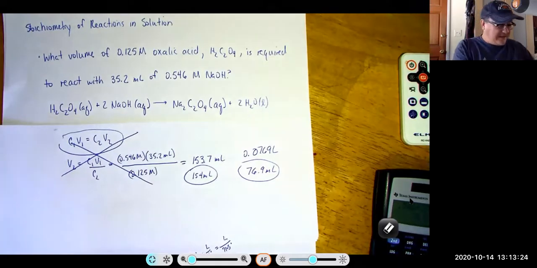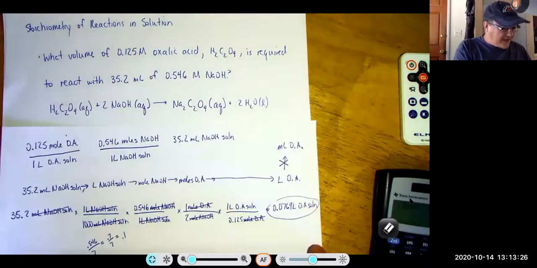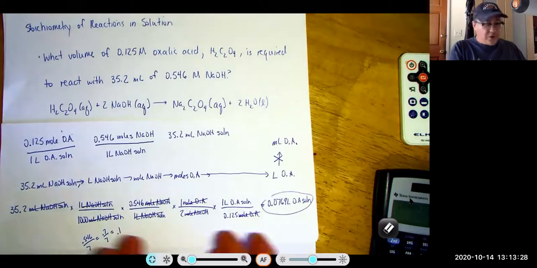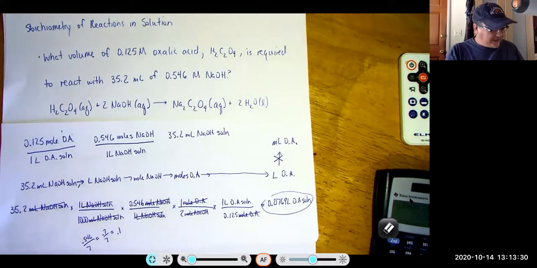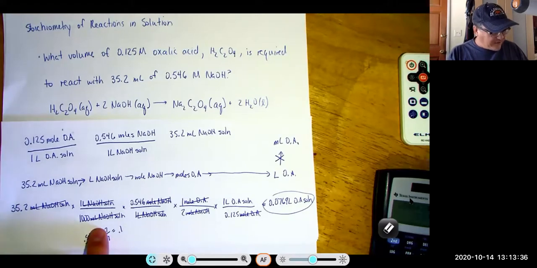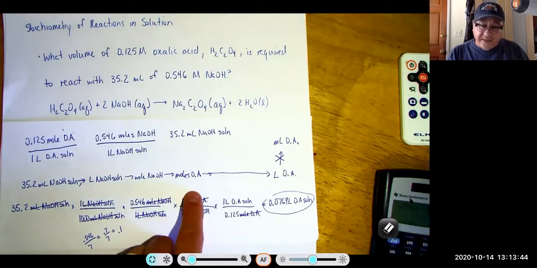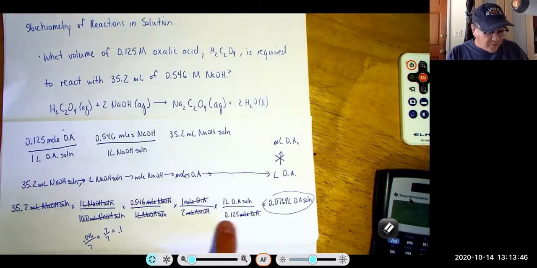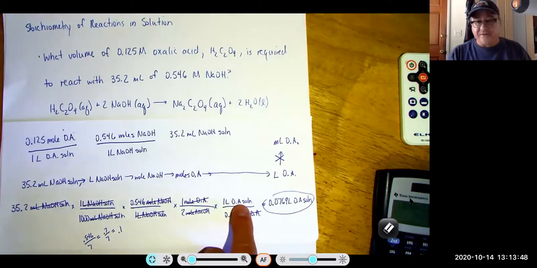Okay. This way, on the other hand, when you look at the solution, it's very easy to see what's going on. Here, you're just converting from milliliters to liters. Here, you're converting from liters to moles. Here, you're converting from moles of one thing to moles of another thing. Here, you're converting from moles of one thing to liters of another thing.